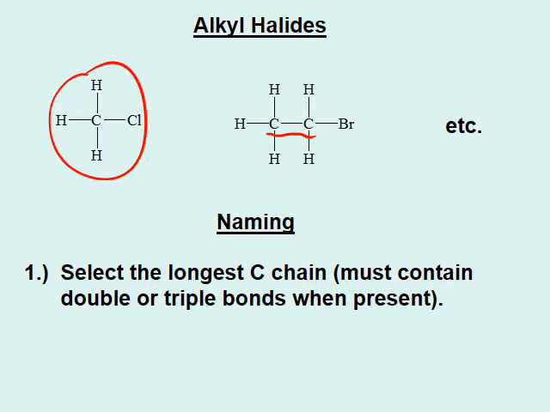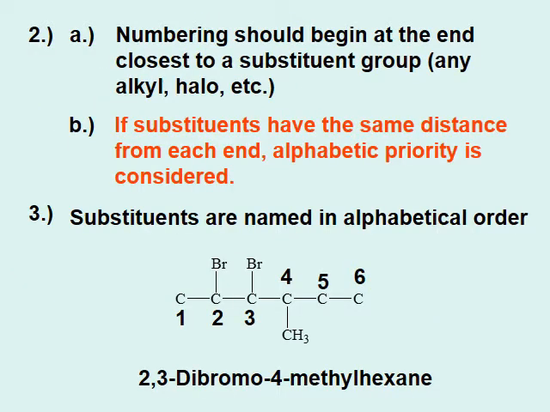Just like naming any other organic compounds, select the longest carbon chain that must contain a double or triple bond when they're present. Numbering should begin at the end closest to a substituent group. Again, there's nothing new about that. If substituents have the same distance from each end, alphabetic priority is considered. And also, substituents are named in alphabetic order.